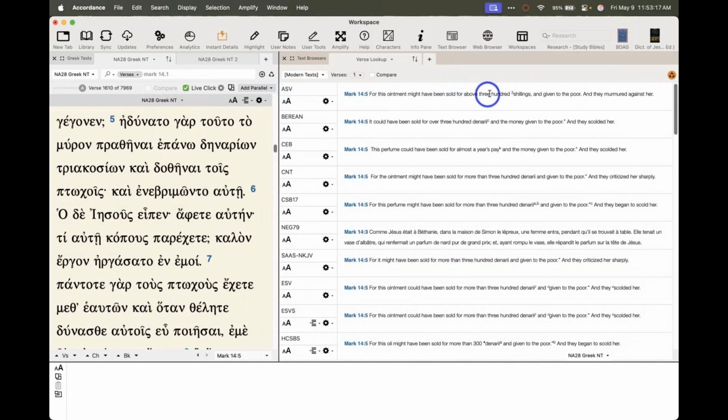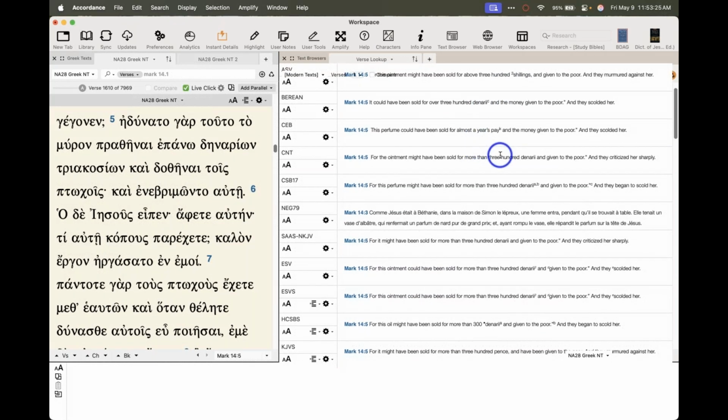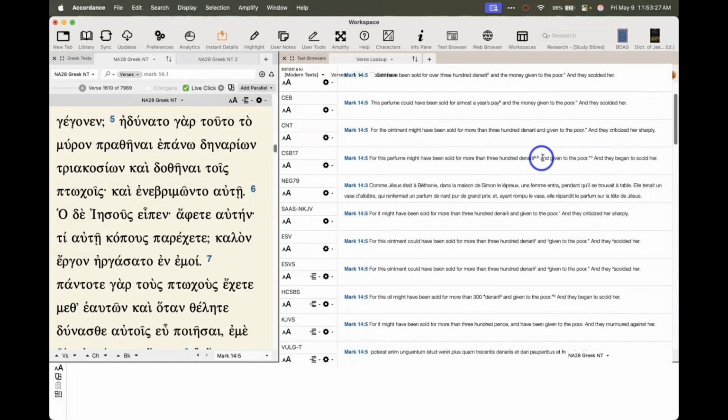All right, so we've got 300 shillings. That's an interesting translation. We've got denarii here, almost a year's pay, 300 denarii. And then here's denarii with a footnote, although there it is. Look at that. A denarius equals 1 day's wage. So that's a really good way to do it.